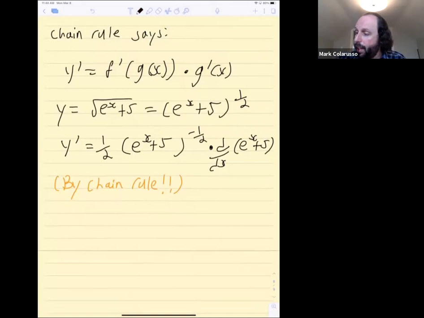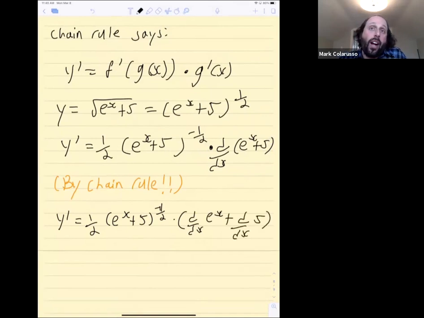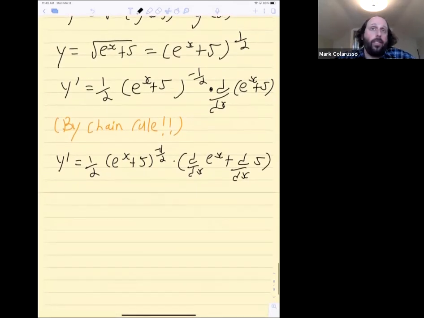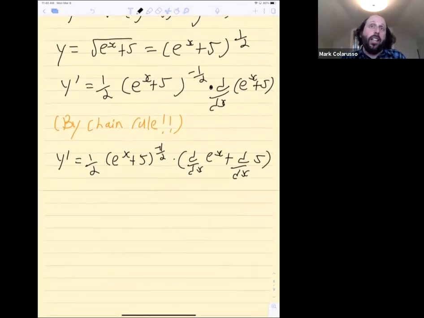So I can now compute the derivative of the inner function, this guy here, right? I mean, this is just the sum rule. So let me just write it out. It's 1/2 e to the x plus 5 to the minus 1/2, times the derivative of e to the x plus the derivative of 5, right? The derivative of 5 is 0. That's just a constant. And the derivative of e to the x is e to the x. That's what makes e to the x so special.